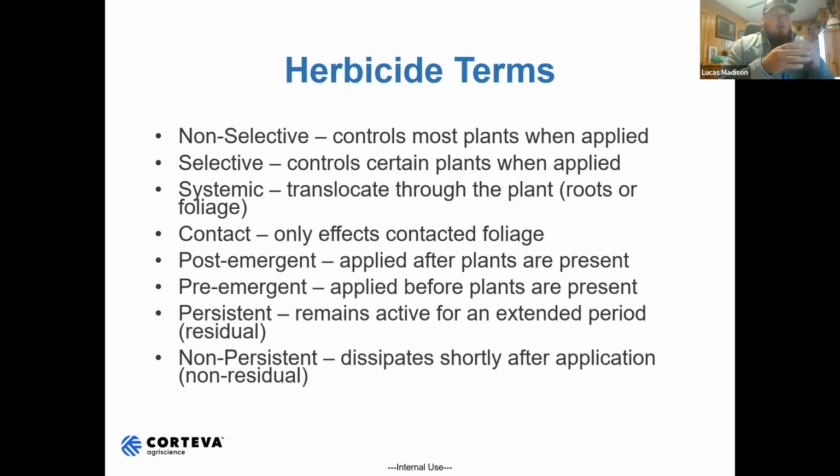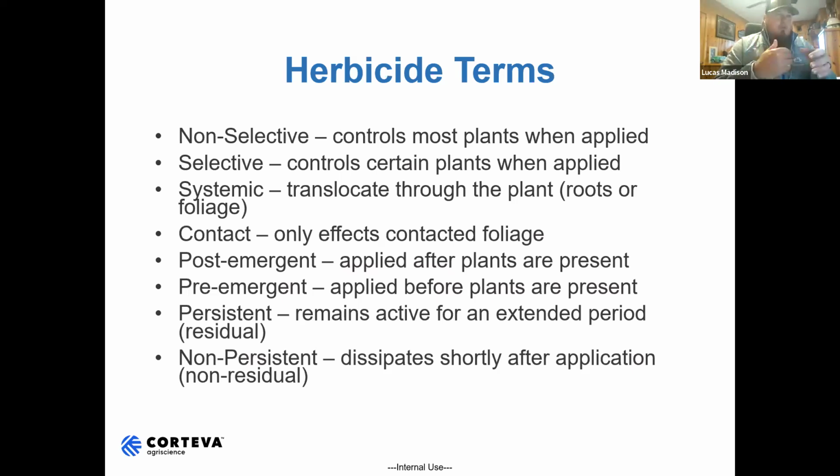Post-emergent or pre-emergent, that refers to whatever your target species is. If it's a post-emergent herbicide that you're utilizing to control that, then the target species needs to be up and actively growing. Pre-emergent, it's going to linger in the soil. You're going to apply and then have activity on species that has yet to germinate.